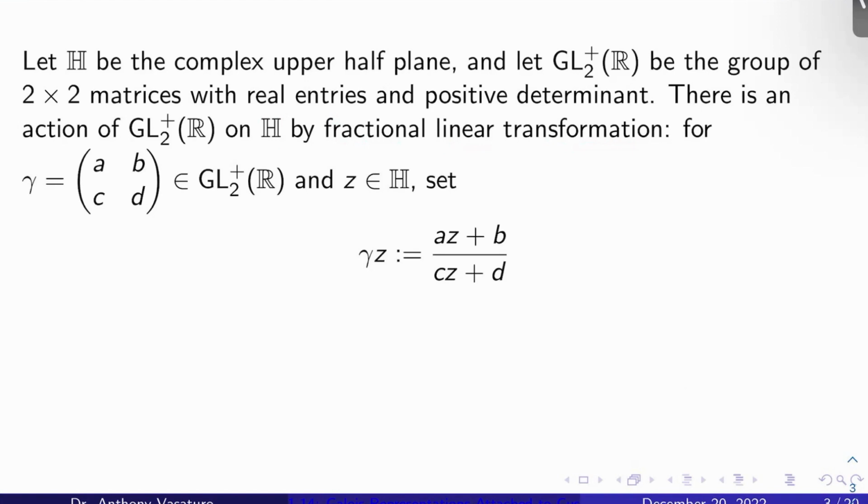Here's the action. For γ equals (a, b, c, d) in GL2+(R) and z in the upper half plane H, the action will be defined as follows. γ acting on z, or γz, will just be (az + b) over (cz + d). Okay, it's an exercise to check that this actually lands in H, but you can do that.